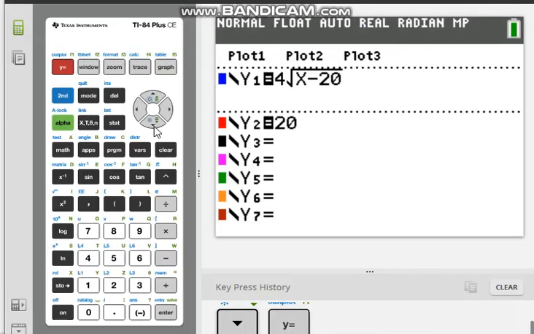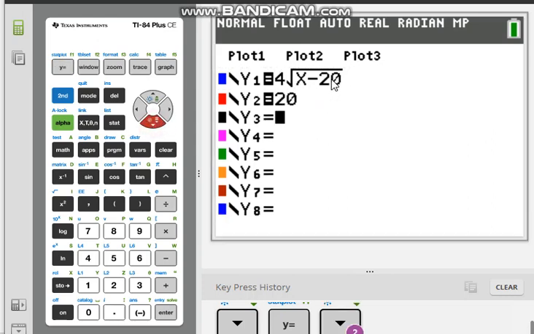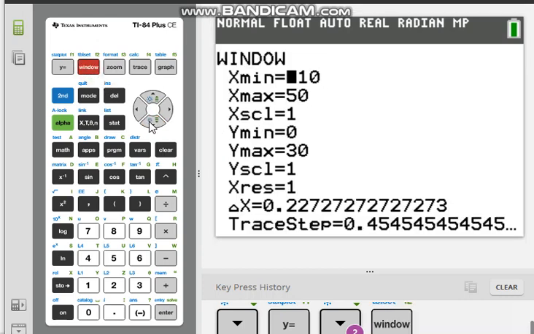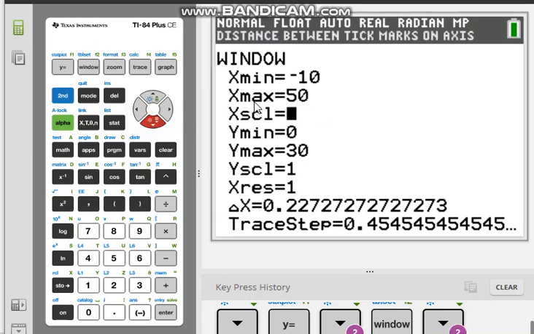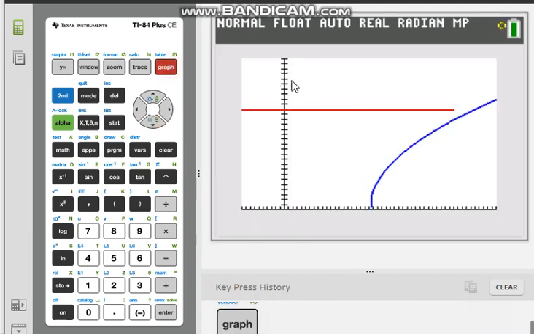So in my calculator, in Y1, I've entered one side of the equation, and in Y2, I've entered the other. I've also adjusted my window so that hopefully both graphs will appear. So I've adjusted my X max to be something pretty large. I used 50, and then my Y max to be something at least 20. So I used 30. And then graph.